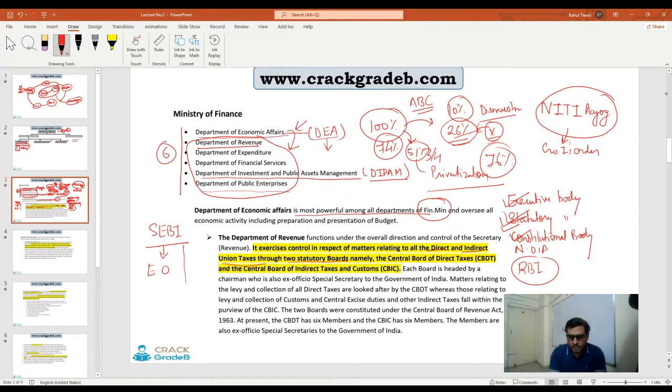Here two statutory boards are mentioned. Statutory boards means they are formed with a parliamentary act. So it is not very easy to remove the chairman of that board unless there is gross misconduct or he has not followed the rules and regulations given in the law of these two boards, right? The boards are CBDT, Central Board of Direct Taxes, and the Central Board of Indirect Taxes, right? These two boards broadly collect all the taxes, and they come under the Revenue Department, Department of Revenue, right?